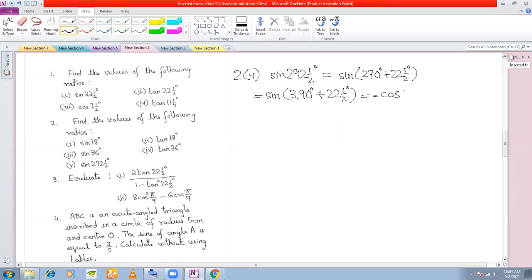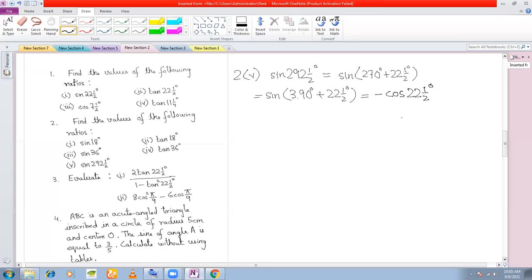Yes, sir, it is in the fourth quadrant. Okay. This is in the fourth quadrant. So this should be negative, because sine is negative in the fourth quadrant. Yes, sir. It's a minus cos 22.5 degree.